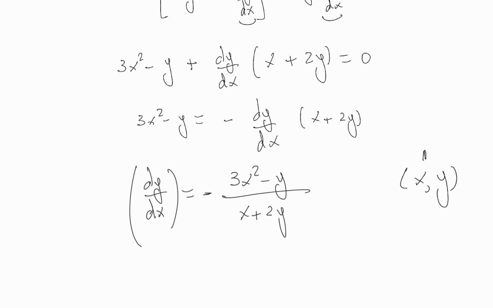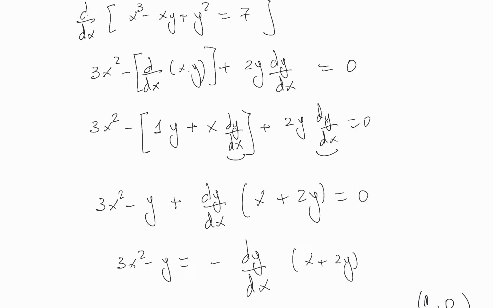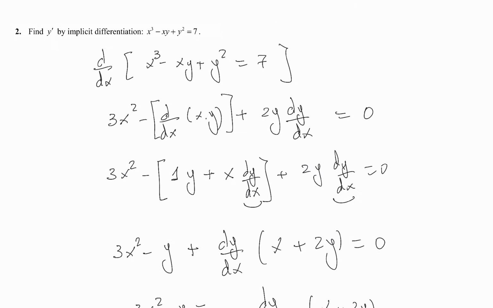At the point 1, 0, for example, the slope will be minus 3 divided by 1, minus 3. This is the slope. You cannot find y of x, you cannot solve for y in this equation and find the derivative of y with respect to x. So implicit differentiation is powerful.